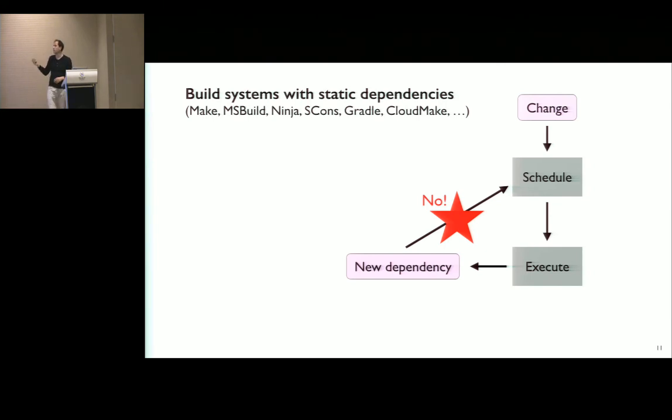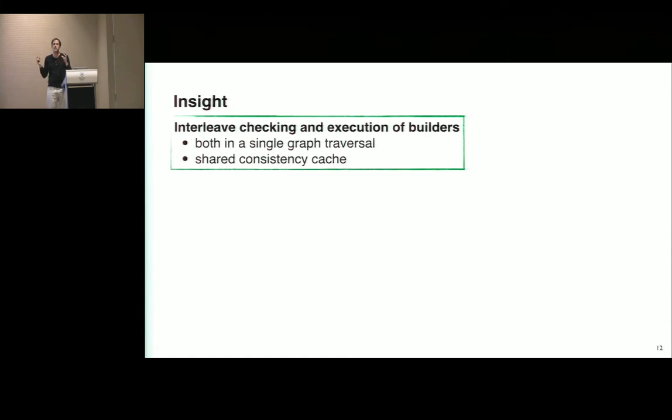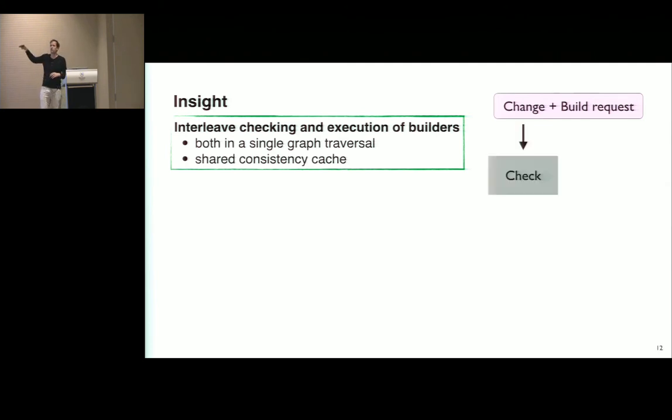The insight, I think the main insight of our work here, is that we can interleave the scheduling and the execution. So when in our system we have a change and a build request, because it's on demand, we start to check whether the build request of the user actually needs re-execution. And as soon as we discover an inconsistent builder, we immediately execute it. So we don't build a full schedule. As soon as we find anything inconsistent, we immediately execute it.